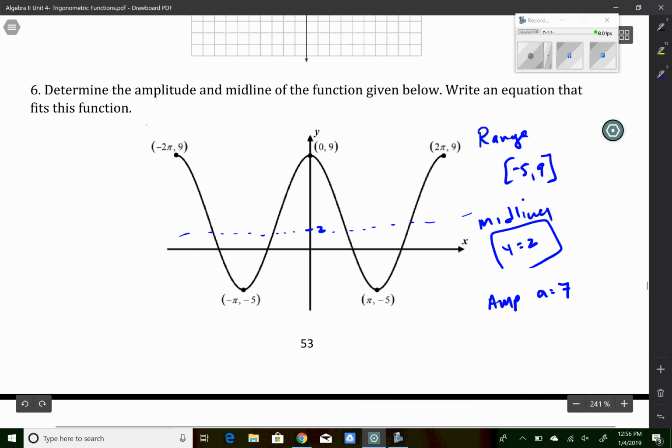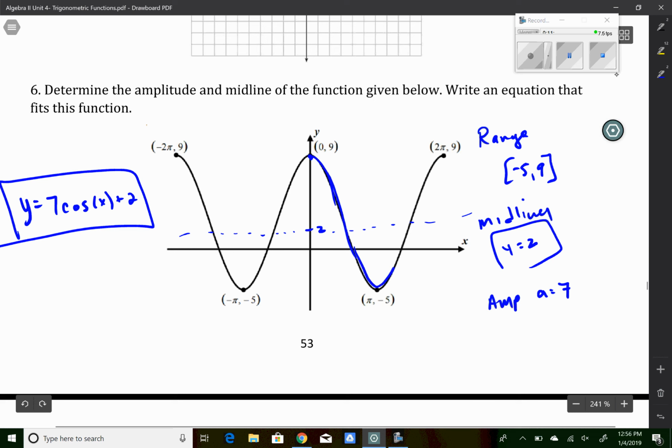And if I was to write an equation, this looks more like a cosine graph. So I'd say 7 cosine of x plus 2. Notice I'm using a positive 7 because I'm starting above the midline and coming down. Here's your 1 cycle of the cosine curve. Right? Cosine curves look like a single valley.